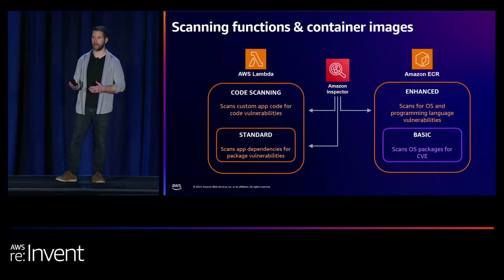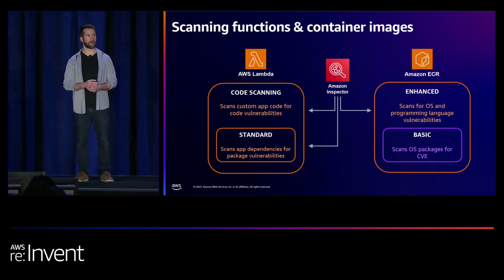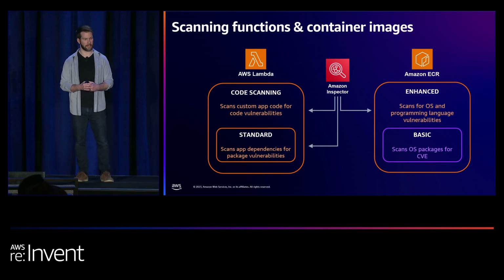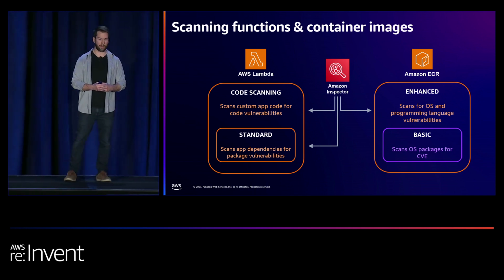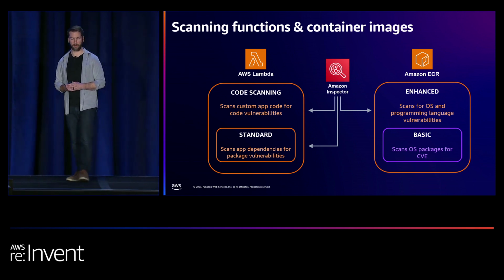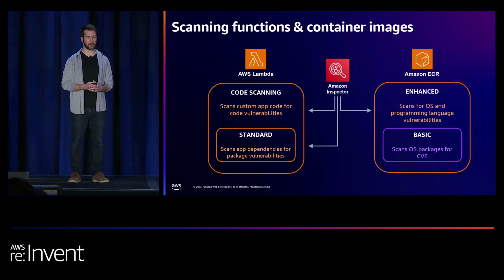On the right-hand side are container images stored in Amazon ECR. There is a basic scan function provided by ECR itself that scans for known CVEs in OS packages. But you can optionally enable an enhanced scanning feature that scans for operating system and programming language vulnerabilities within the images. That is provided by Amazon Inspector. So the purple box at the bottom right is provided by ECR, while the orange boxes are a feature provided by Amazon Inspector.